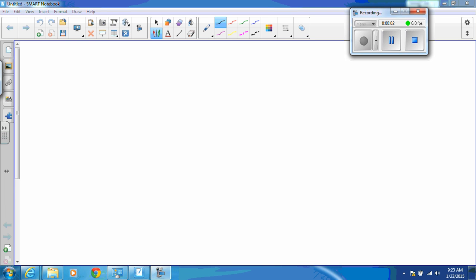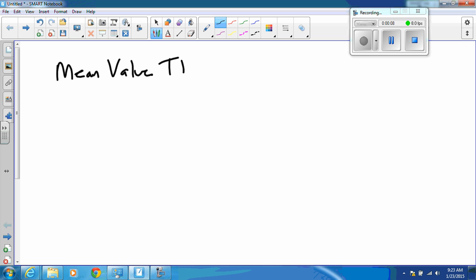So just as a little bit of review here, we all need to know the conditions and conclusion for the mean value theorem. So without me necessarily quizzing you, see if you can write it down without looking in your notes. Go.